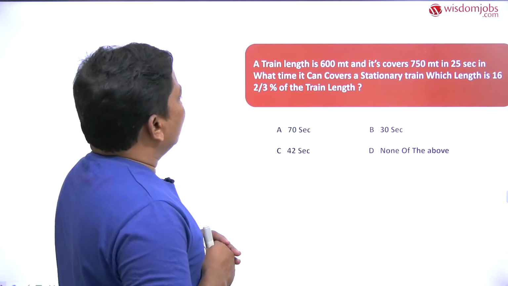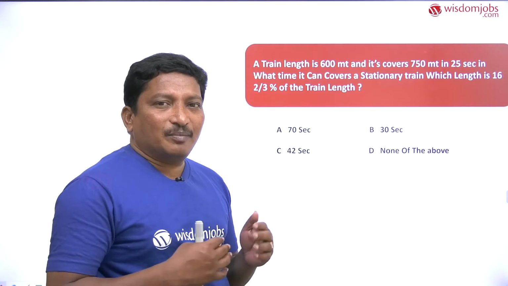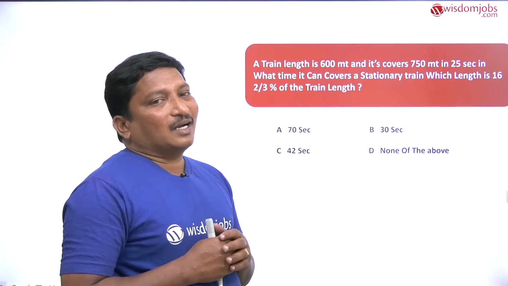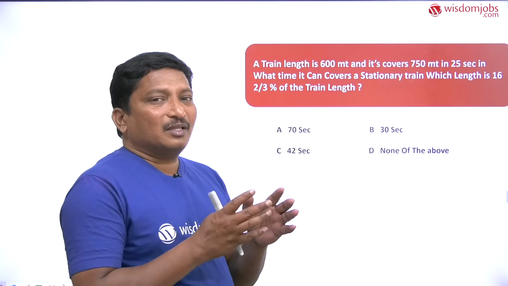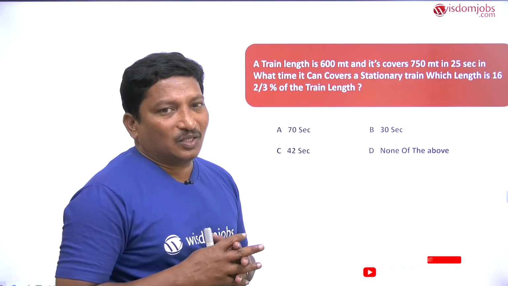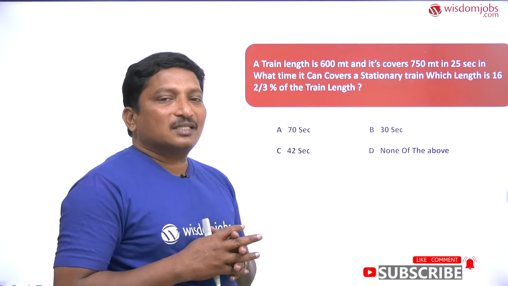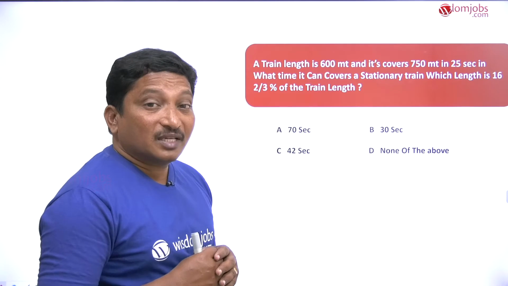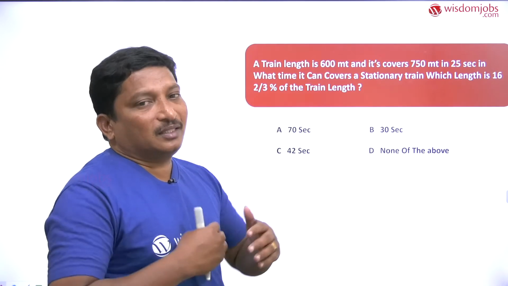According to the question, the length of the current train, which is the moving train, is given as 600 meters. But the question compares the moving train, the current train, to the stationary train: the stationary train length is 16 and 2/3% of the current, moving train's length.